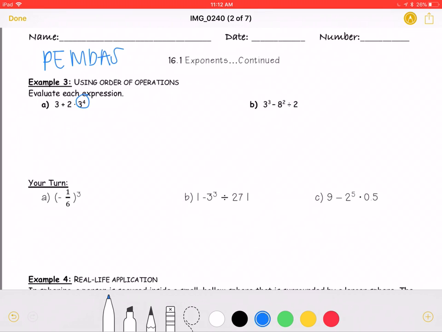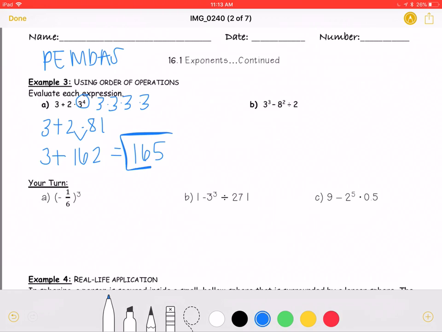Let's evaluate what 3 to the 4th power is. So you're multiplying 3 together 4 times. 3 times 3 is 9. 9 times 3 is 27. 27 times 3 is 81. So I'm going to rewrite what we have so far. So parentheses, exponents, next, multiplication or division. I see there's multiplication happening. So multiply 2 times 81. You get 162. And our last step is to add those together.